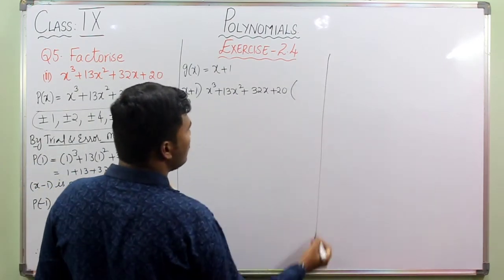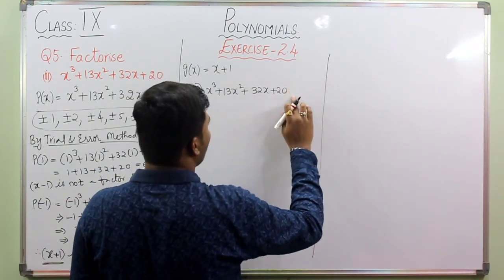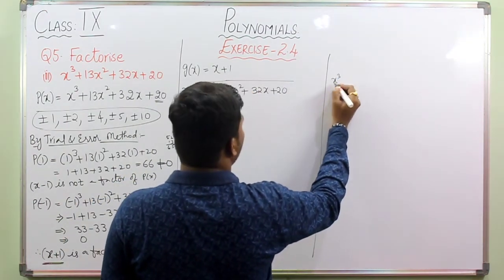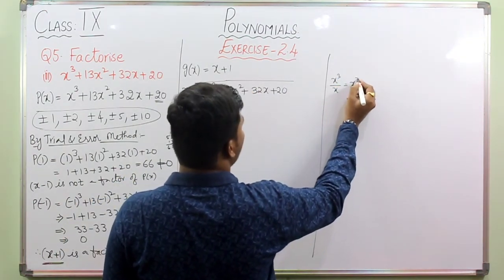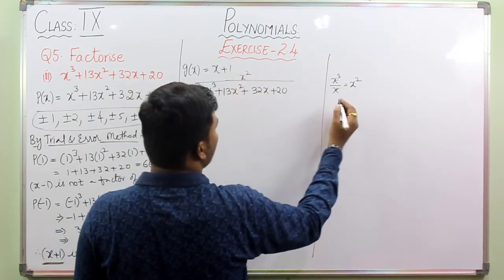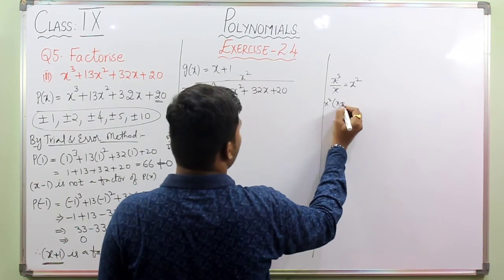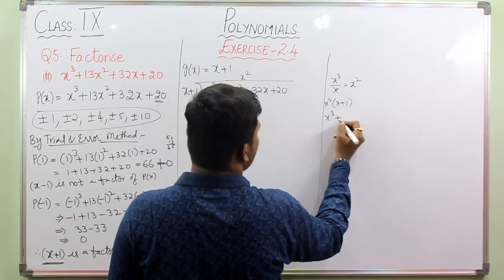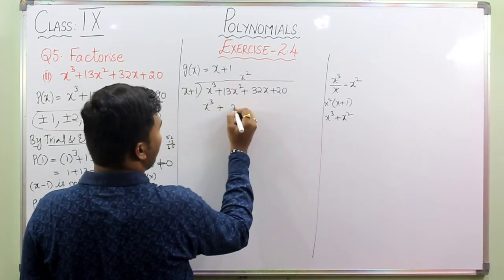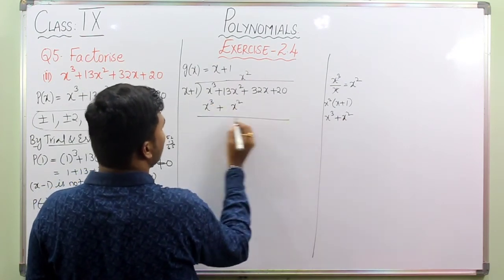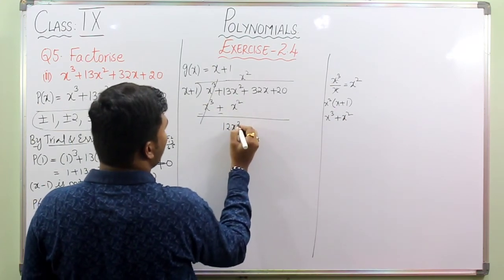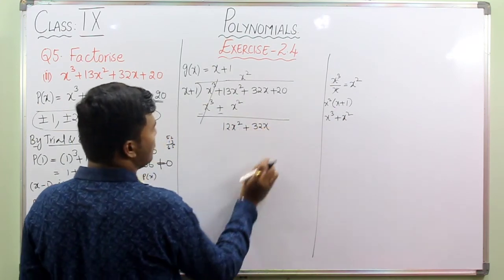Our first step is x cube divided by x, which will give you x square. So let us write this on the top, x square. So x square into x plus 1 will become x cube plus x square. X cube plus x square, right? So minus cancel, then you have 12x square plus 32x.